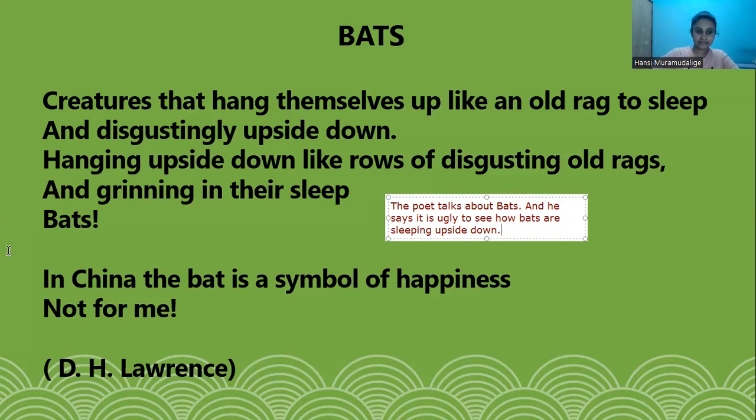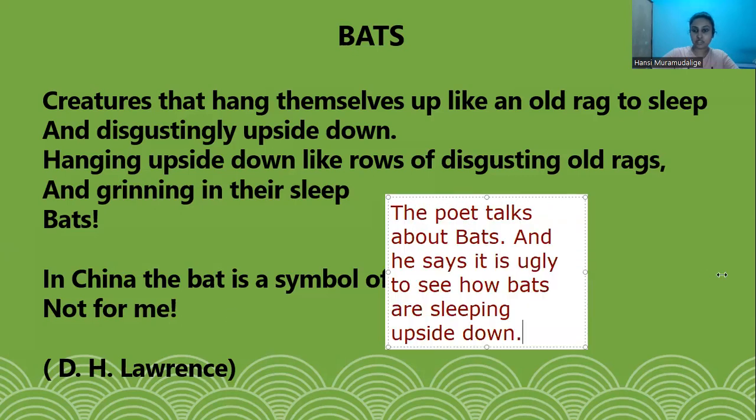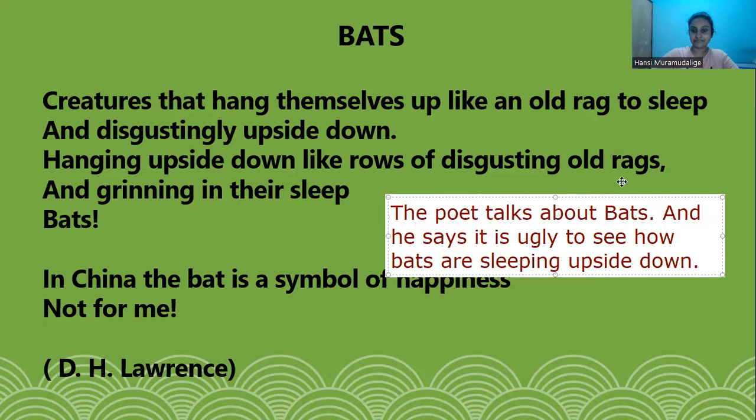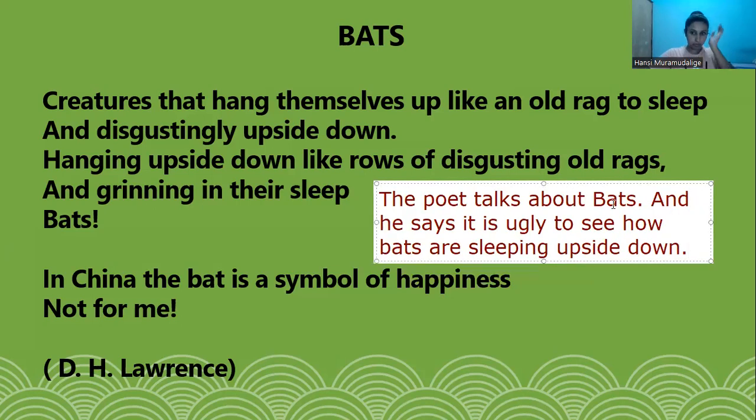That is the meaning. You can see the meaning there. What the poet is telling, right? The poet talks about bats. And he says, it is ugly to see how bats are sleeping upside down. The whole meaning is there. That is the simple meaning. You don't need to think of anything else.